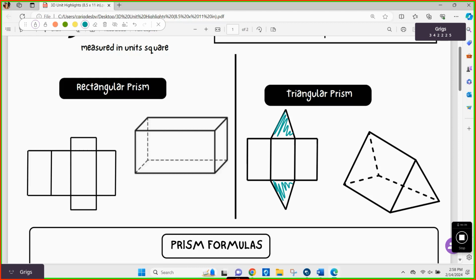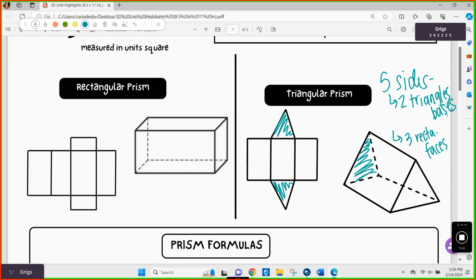How many sides does my triangular prism have? 5. So it has 5 sides. And 2 triangular bases. The bases are going to be important to know what shape the base is. And 3 rectangular faces. So then this is a base and this is a base.